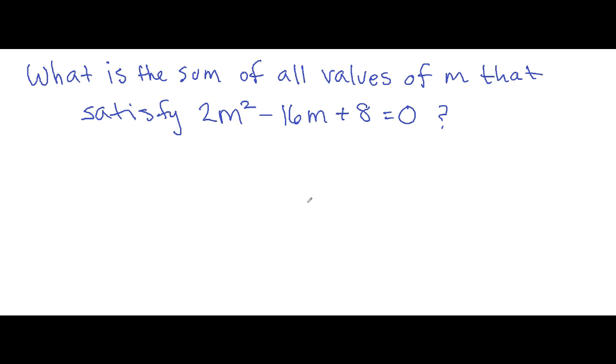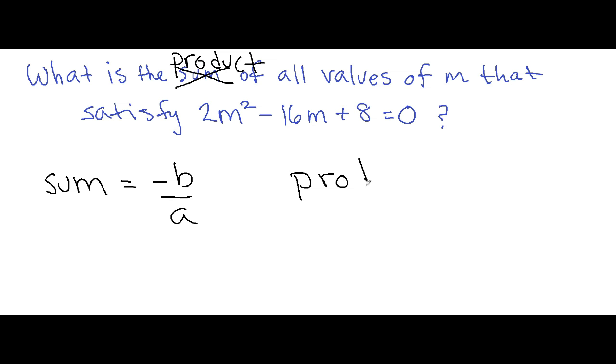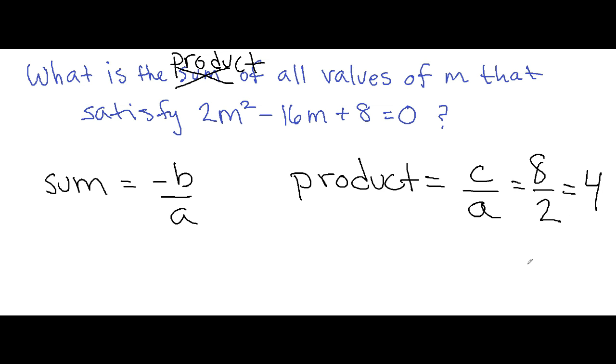Now, this is the type of question that shows up fairly frequently on the SAT, but sometimes instead of this exact question, we get a slight variation on it. And they might say instead, what is the product of all the values of m that satisfy an equation? So, if the sum was negative b over a, you must also memorize that the product of the two solutions is c over a. So in this case, that would be 8 over 2 is equal to 4. So 4 is the product of all the values of m that satisfy this equation.